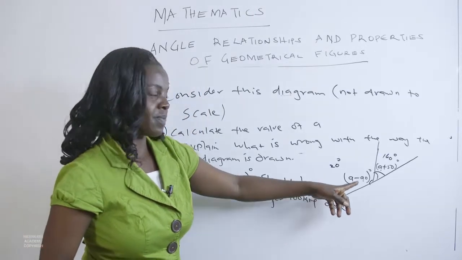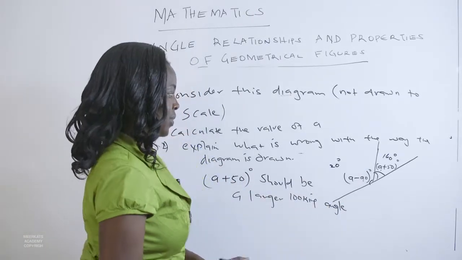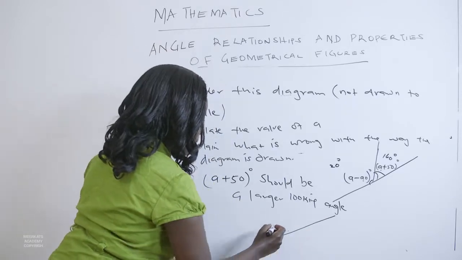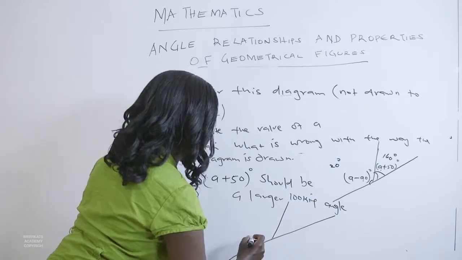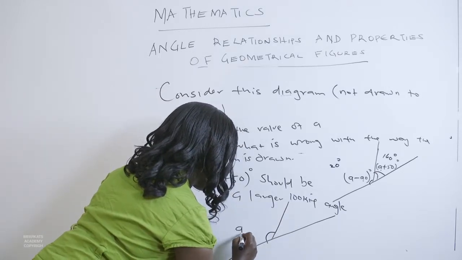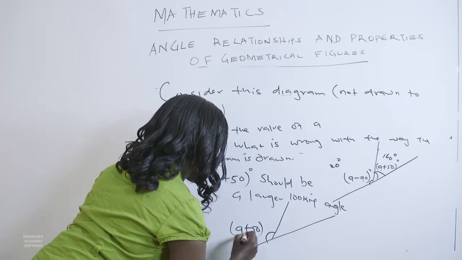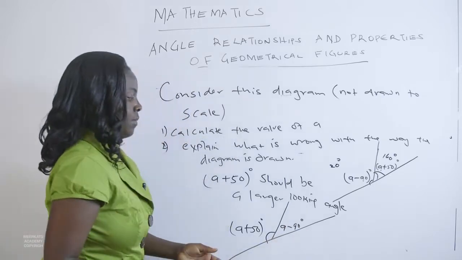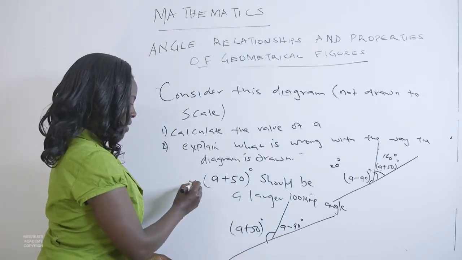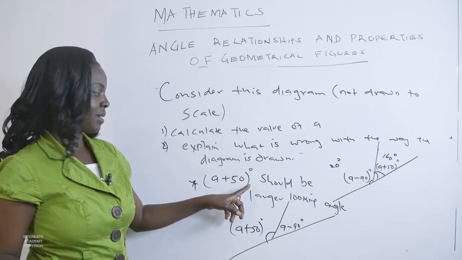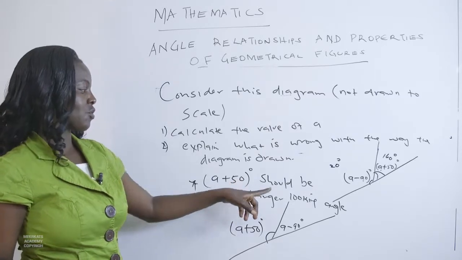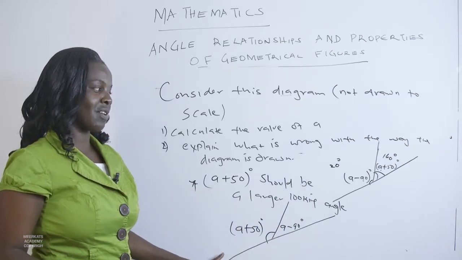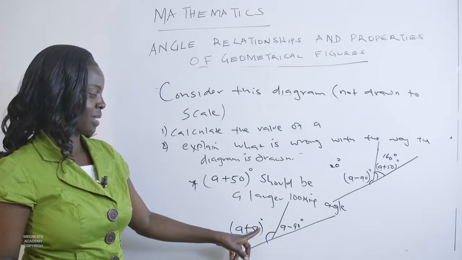It should have been drawn the other way round. So this is how it should have been drawn. This is the mistake. A plus 50 degrees should be a larger looking angle, and this is how it should actually have been drawn, because A plus 50 is the larger angle, which is 160 degrees.